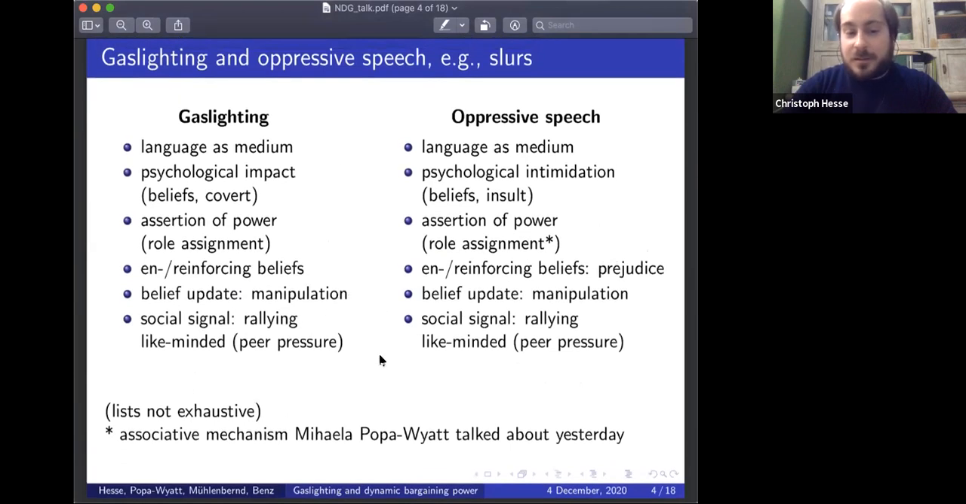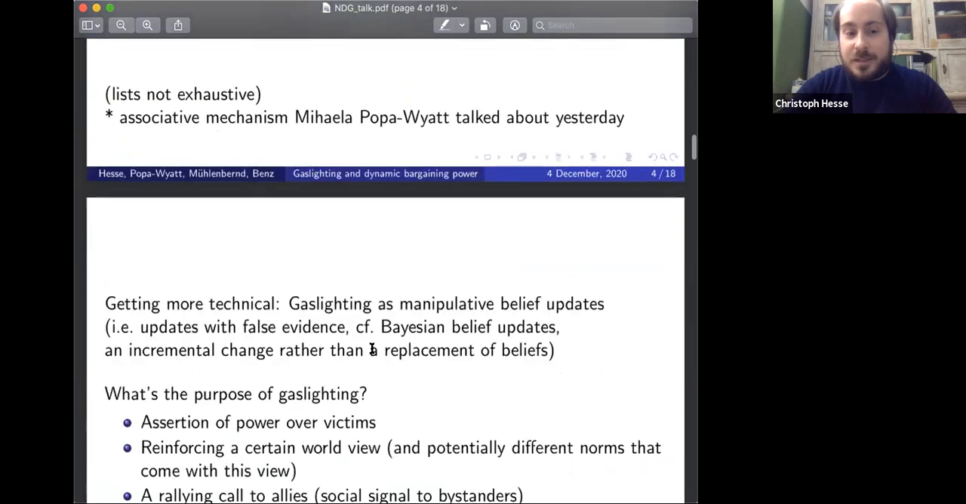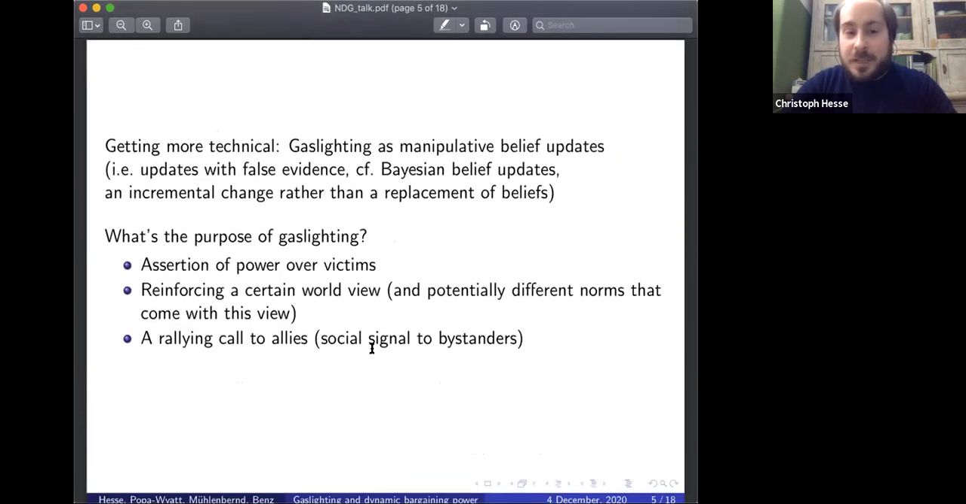Those are some of the crucial things in how we're modeling this. It's obviously not exhaustive. There's different details. And getting more technical, we could think about gaslighting as manipulative belief updates in kind of a Bayesian way. Remember, I said the beliefs don't have to be entirely replaced, so not completely erasing the victim's prior beliefs and replacing them with the perpetrator's beliefs. It could be a gradual nudge in a certain direction. So that makes them similar to Bayesian belief updates as incremental changes.